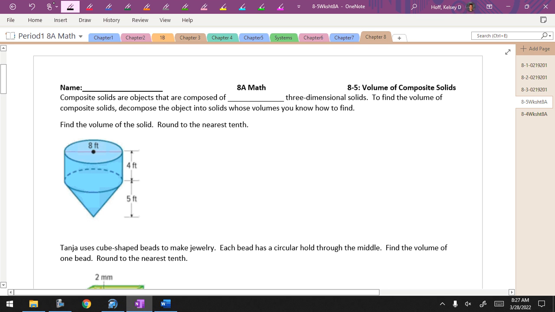And the fact that we're going to deal with composite solids. So composite solids are objects that are composed of two or more three-dimensional solids.